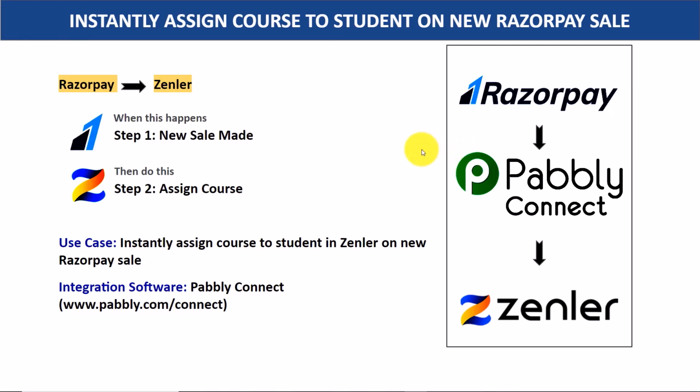So here I would suggest that you bring in some automation so that when a new sale is made in Razorpay, a course is automatically assigned to that student on Zenler. Now in this video we will be using Pabbly Connect to integrate Razorpay and Zenler. The best part of using Pabbly Connect is there is no need for coding skills or programming knowledge. It can be done easily. Let me show you with an example.